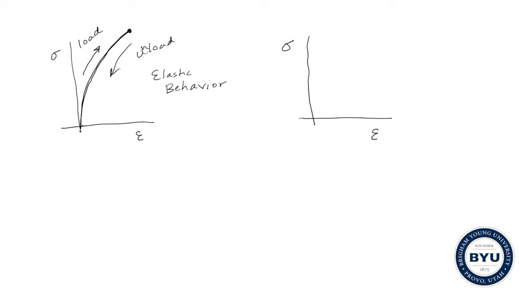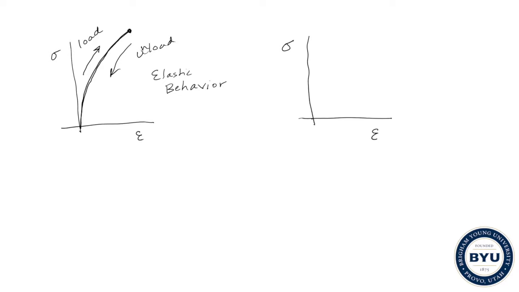Meaning that there was no kind of permanent deformation that set in. We elongated, we deformed, there was some strain, and then once we unloaded, the material snapped right back along the same path that it came back to the origin. So that's elastic behavior.